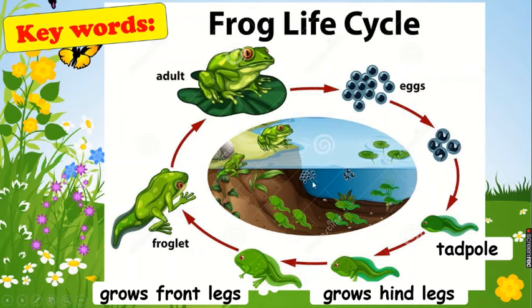And pond. If you want to know what it is, it's a pond. It's where most frogs live. They live in a pond. They like to live in fresh water, not seawater. So, I hope you enjoyed this lesson about the frog life cycle.